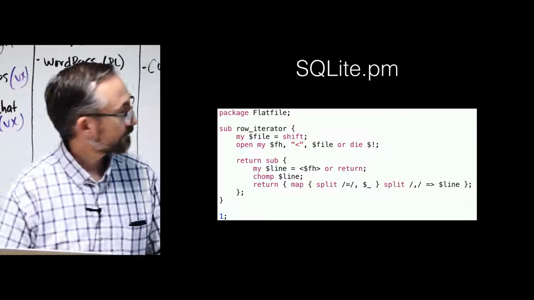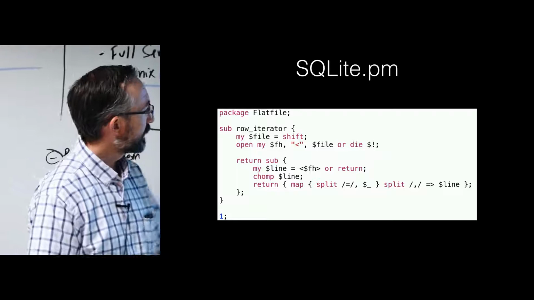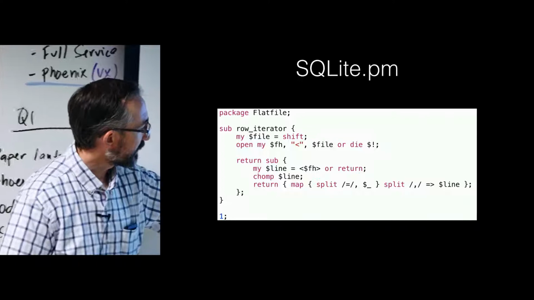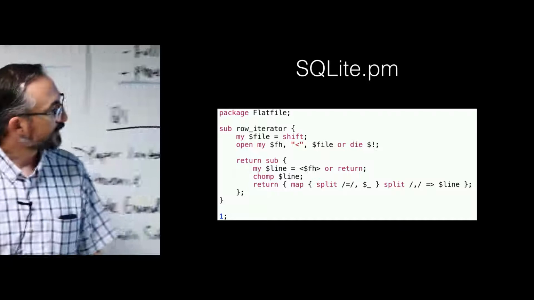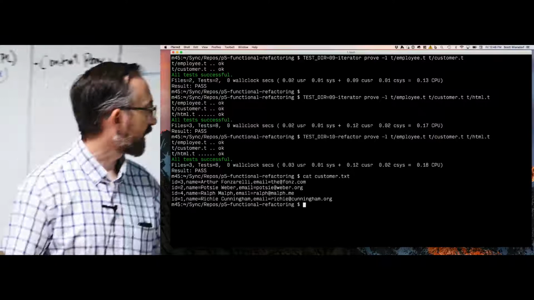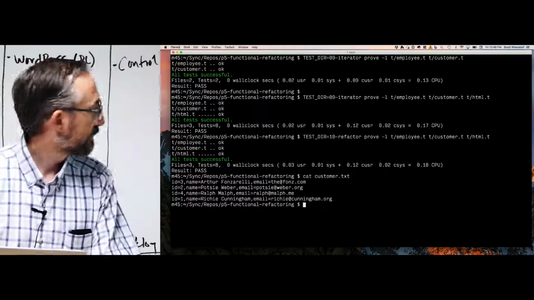We accept a file name, we try to open the file name. If we can't, we say so. Otherwise, we pull out the next line, we chomp it, and then we split it. This is not a real CSV parser, but it's close enough for our purposes. It parses stuff like that, where we've got an ID, comma, name, comma, email. It's almost, not quite CSV, it's more of a key value type format.